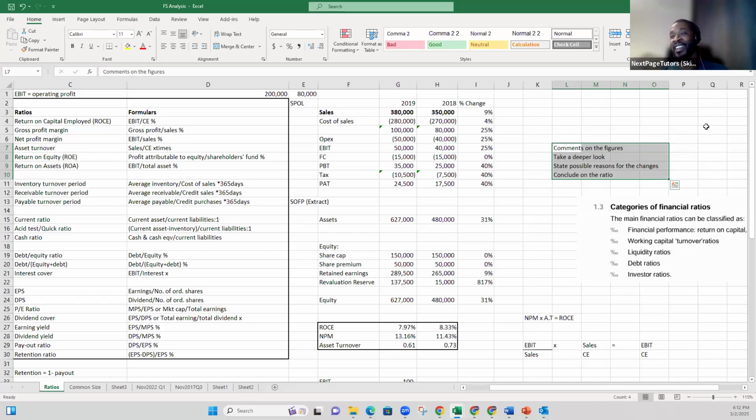And we need to see that in your analysis to show that, yes, you know what the number is, you understand your numbers, right? So I said, make comment on the figures, take a deeper look, state possible reasons for the changes, conclude on the ratio. So you need to do a whole lot of things before you just conclude. It's not for you to just do and then you're concluding that it's bad or it's good. I mean, be careful. And that's all we are saying.